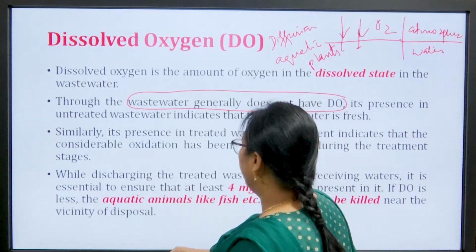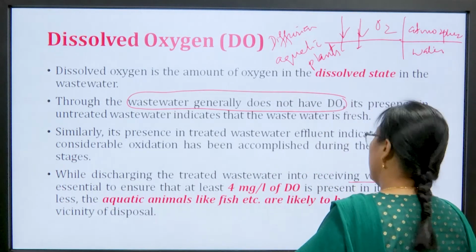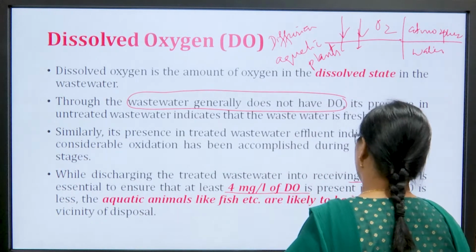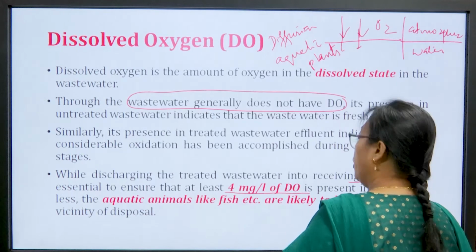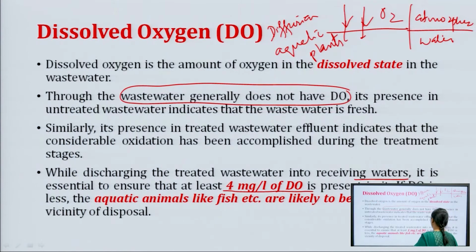Dissolved oxygen. Why is it very important to have dissolved oxygen? While discharging the treated wastewater into receiving water, it is essential to ensure that at least 4 milligram per liter of DO is present in it. If DO is less, the aquatic animals like fishes are likely to be killed near the vicinity of the disposal, right. Fishes and aquatic plants also require oxygen. So, if this is less than 4 milligram per liter, the fishes will start dying off. It is like you are being deprived of your essential oxygen, right. You literally suffocate. So, it is very important.